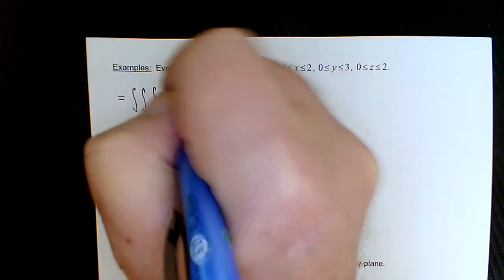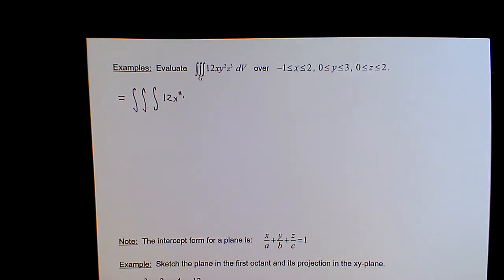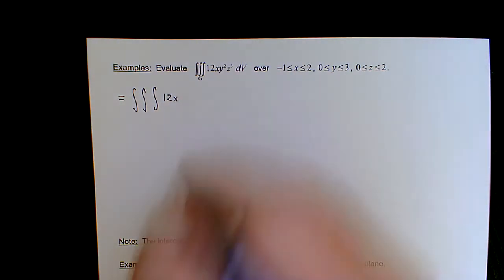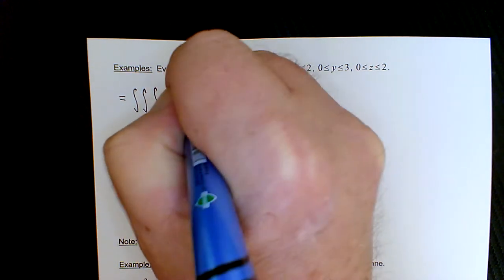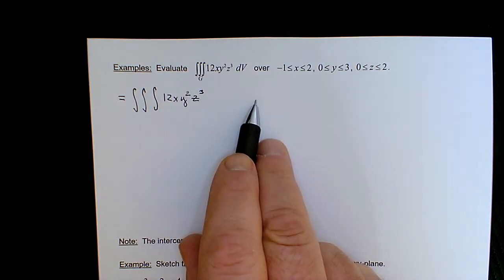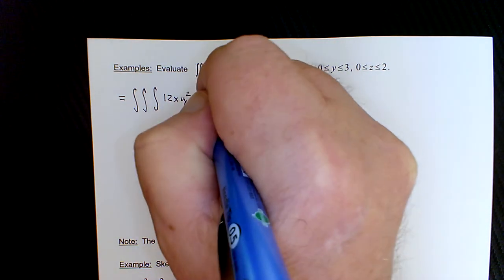recopy the function, 12x y squared z cubed, and then pick an order for the differentials for dv. And I'm just going to use dz, dy, dx.